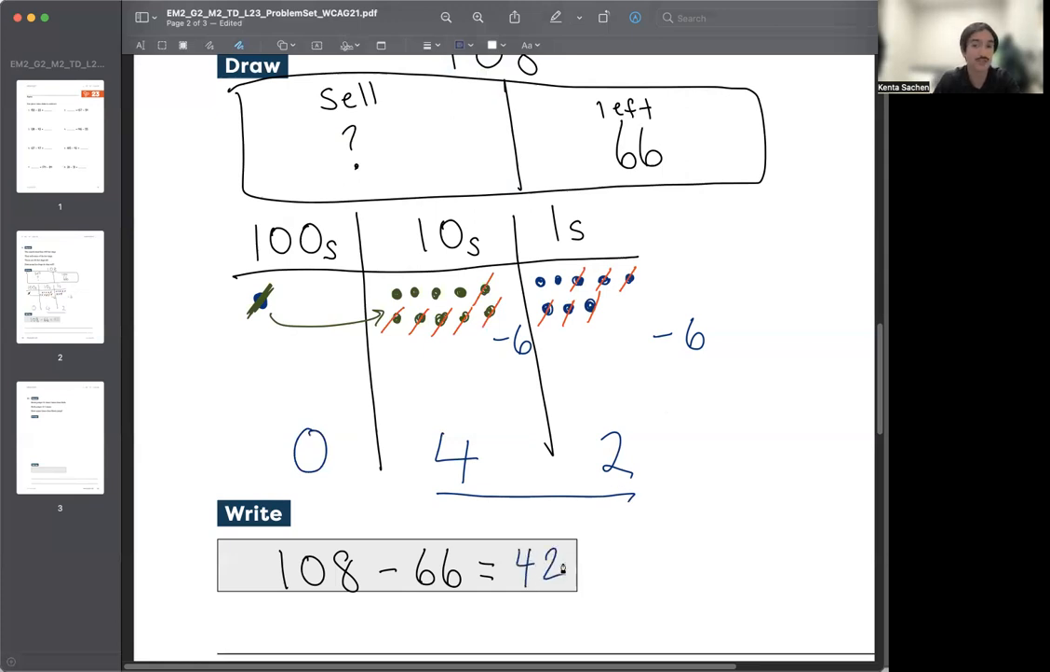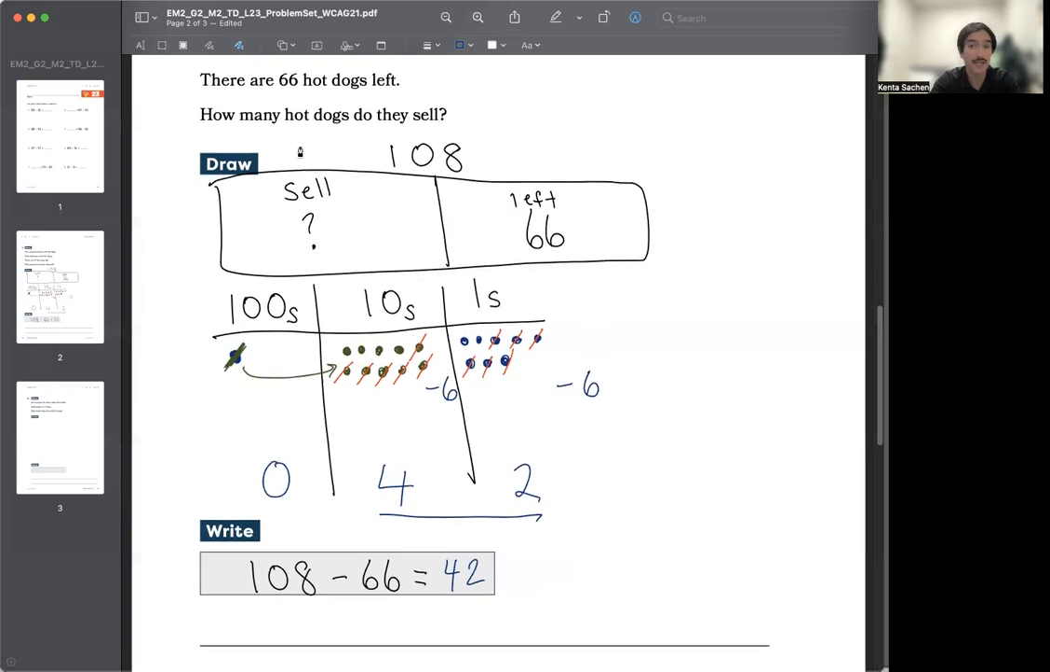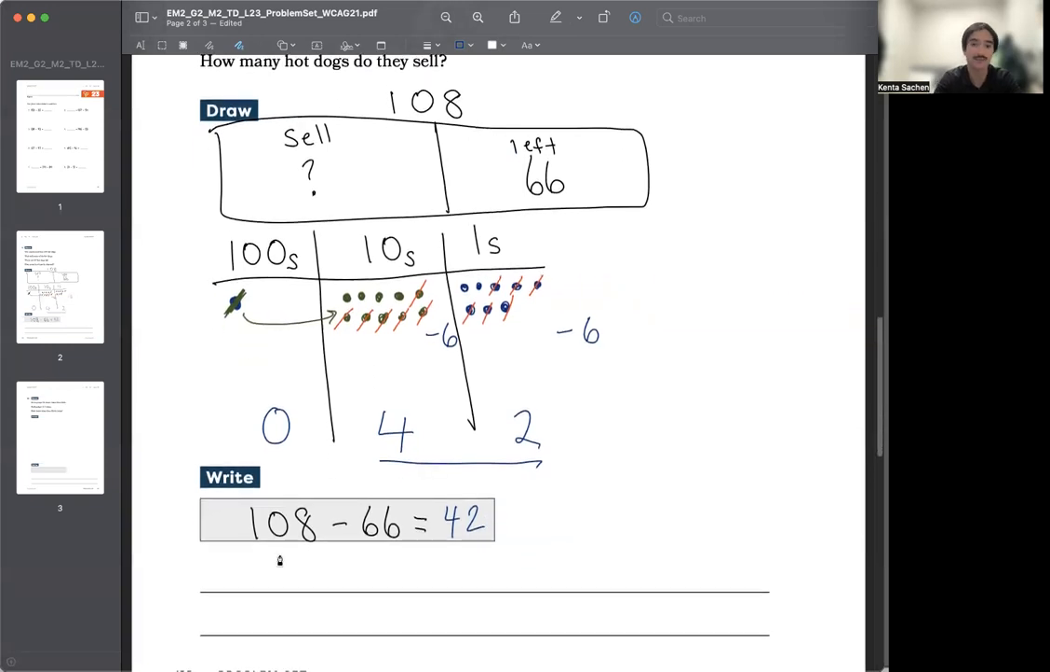Now, to answer this question, how many hot dogs do they sell? You can say they sell 42 what? 42 hot dogs, right? So it's very important that we're talking about hot dogs, not hamburgers, not French fries, not bags of hot Takis or Prime. Hot dogs is what they sell.